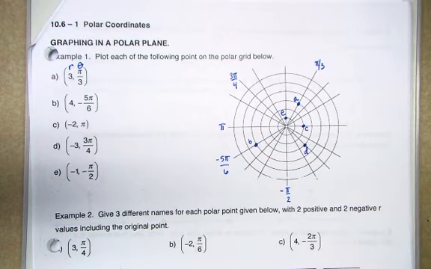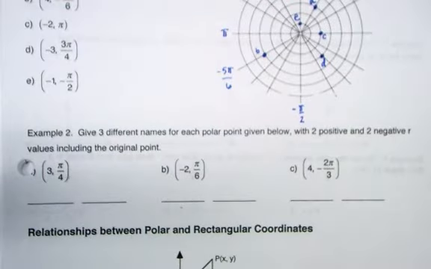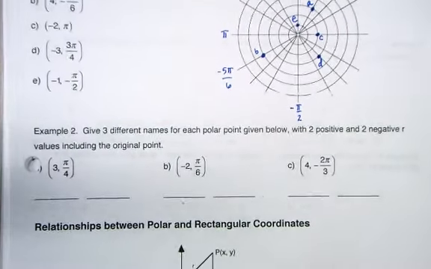All right, you can also name each polar point 3 different ways, or 4 different ways actually. So I'm going to redo these ones. Let me see if I can get that focus better.